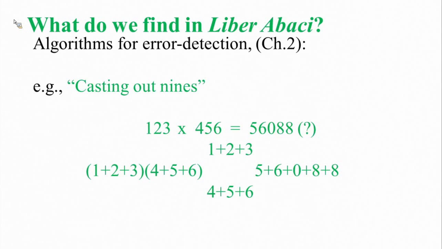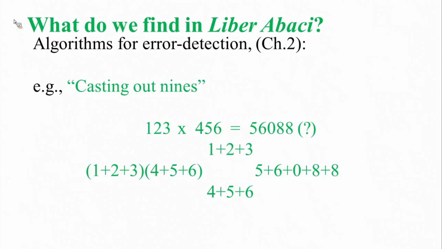So what you do is you want to check an answer. You add the digits of the first multiplicand, and the second one, 4, 5, 6. You add them up. Then you take the product of the sums. So 1 plus 2 plus 3 times 4 plus 5 plus 6. And then you write down the sum of the digits of what you think is the answer. And then you reduce it modulo 9. So this gives you 6, this gives you 15. Minus 9 is 6, so 6 and 6.